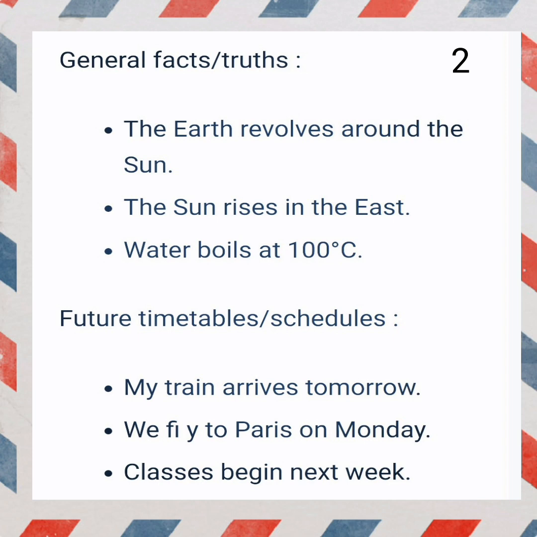The simple present also expresses future timetables or schedules. My train arrives tomorrow. We fly to Paris on Monday. Classes begin next week. So these are all future schedules. Tomorrow, Monday, next week. These are all future timetables, future schedules we had planned already. So here we can use simple present tense.